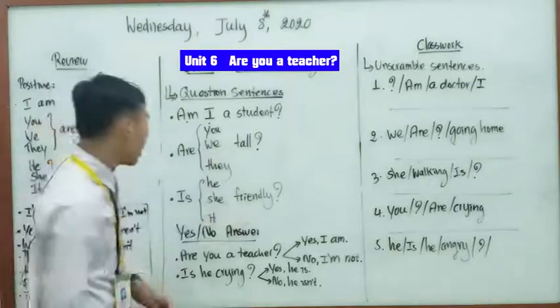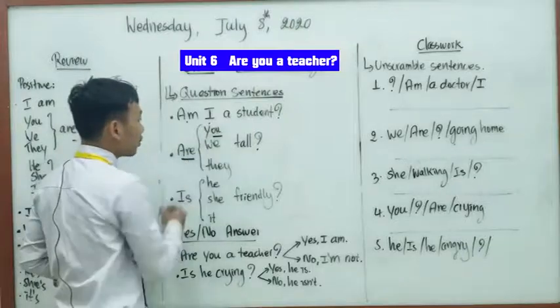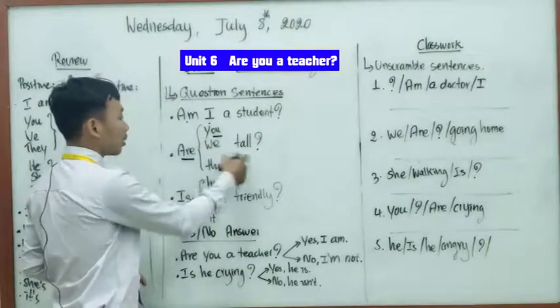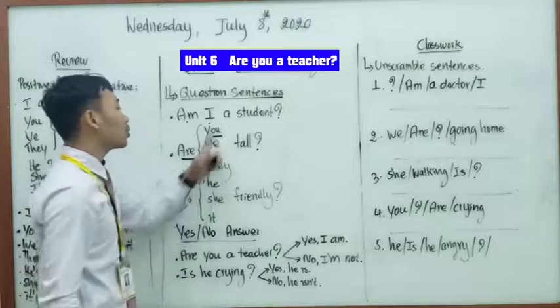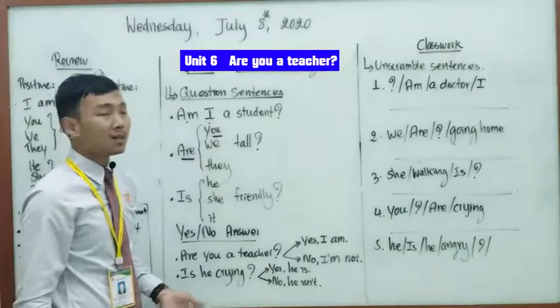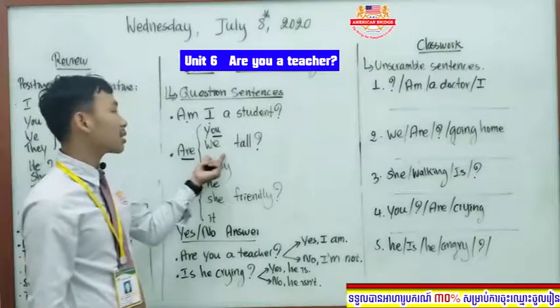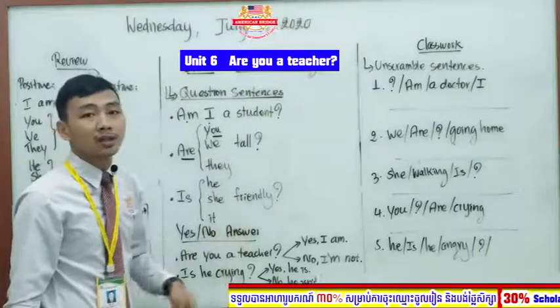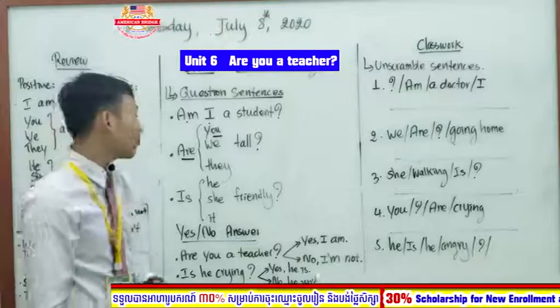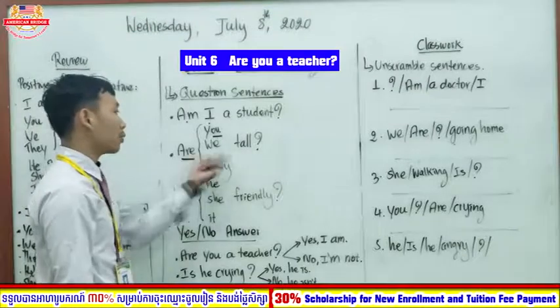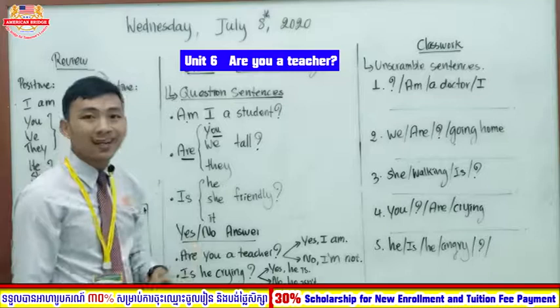Got it? Sure. So for example, are you tall? Are we tall? Are they tall? So you, we, and they here we call what? Subject. And this one, are, we call what is it? Verb be. So verb be stands before the subject. So it will become the question sentence. Okay? Are you tall? Are we tall? Are they tall? Got it?